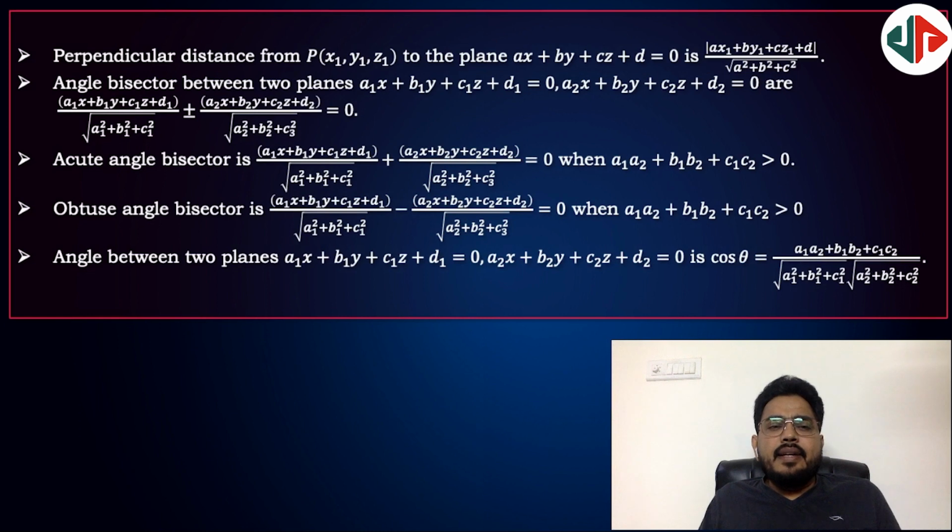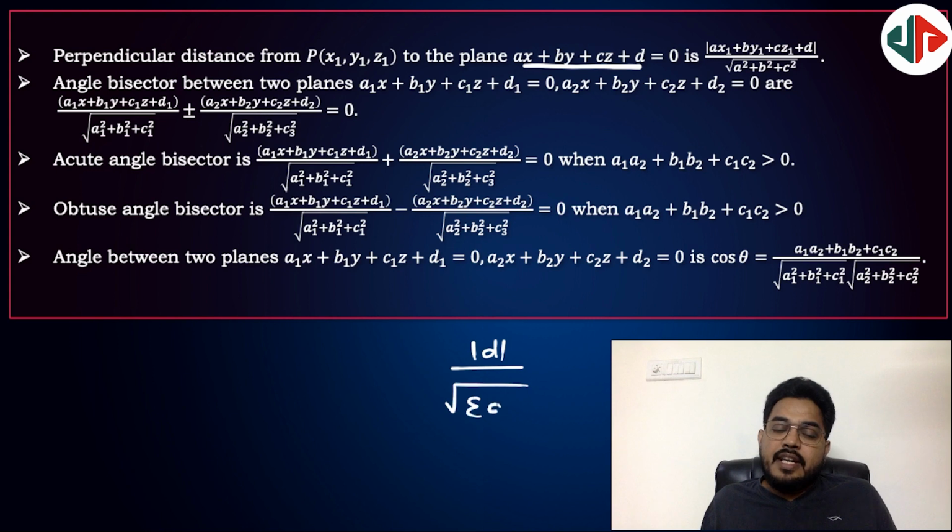The perpendicular distance from P(x1, y1, z1) to the plane ax plus by plus cz plus d equal to 0 is (ax1 plus by1 plus cz1 plus d) divided by root over a square plus b square plus c square. Similarly, the perpendicular distance from the origin to this plane is mod d divided by root over sigma a square.